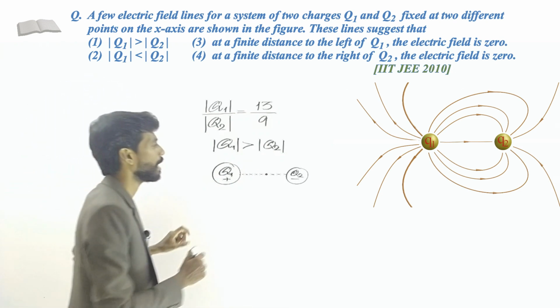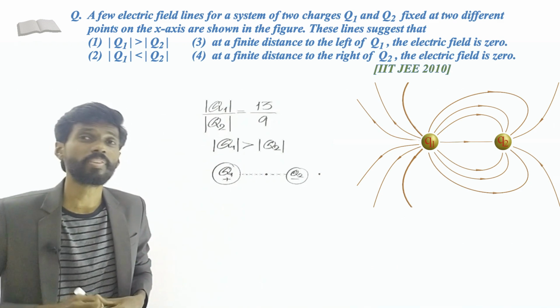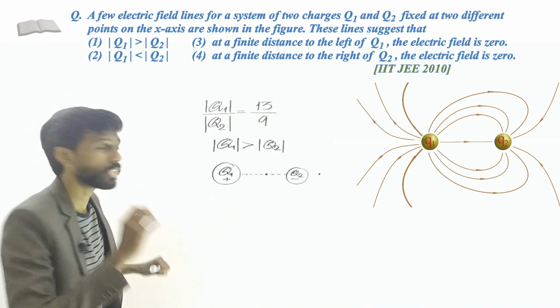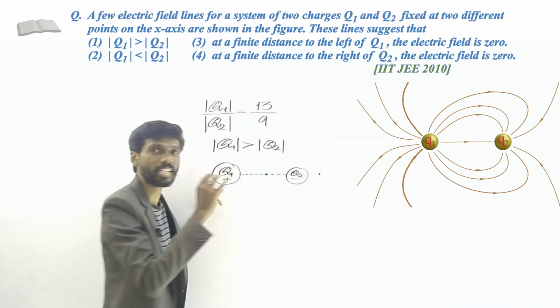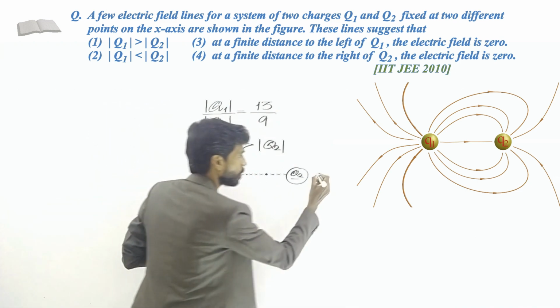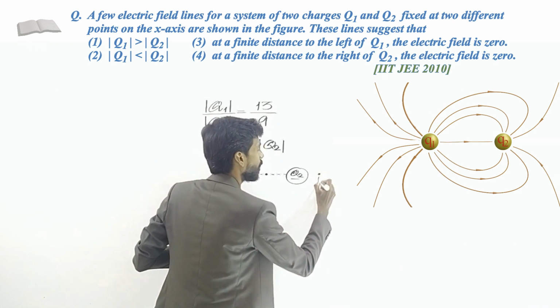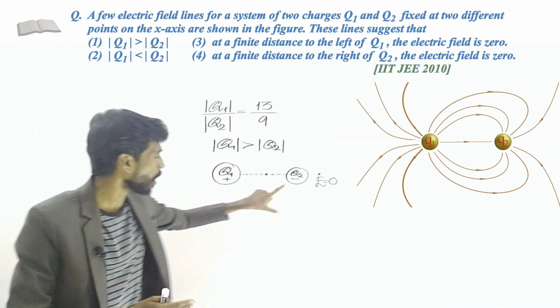So the only possibility is here. If you remember this idea, the electric field is zero at a point closer to the smaller charge, outside the line segment, because these two are of opposite nature. So outside the line segment, closer to the smaller charge. So here is the electric field 0. So the electric field is 0 at a point to the right of the smaller charge Q2.